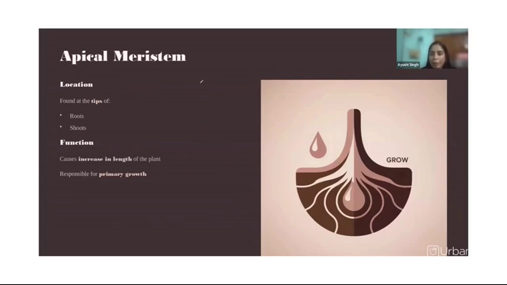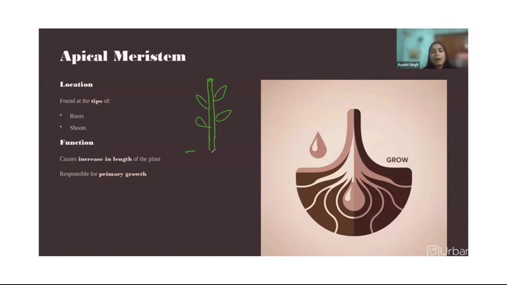Whatever image I draw, just consider those, because these are just imaginary things or AI made. So we don't have to go through that. Now again, I'm explaining you the apical meristem.